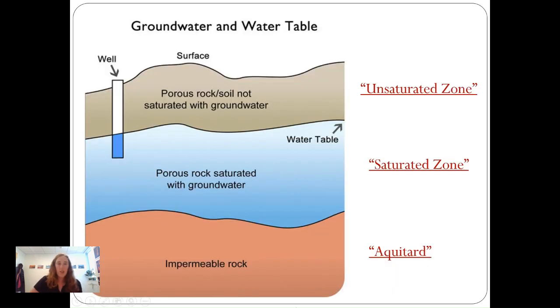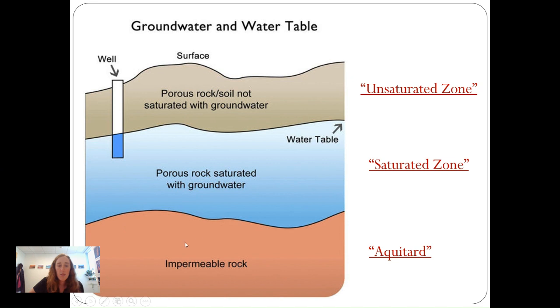Just to reiterate that concept, if you have a drop of rain that falls on the surface, it will flow through the unsaturated zone. It will travel deeper until it gets into the saturated zone, where the pores are full of water, and it will cross the water table, which is that imaginary line. If you drill a well, or if your house has a well, you can see the height of the water table, and that's usually where the border between the unsaturated zone and the saturated zone is.